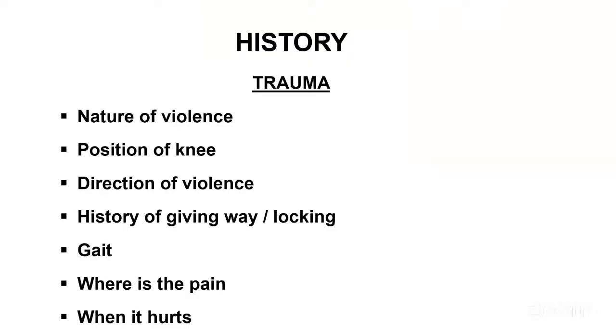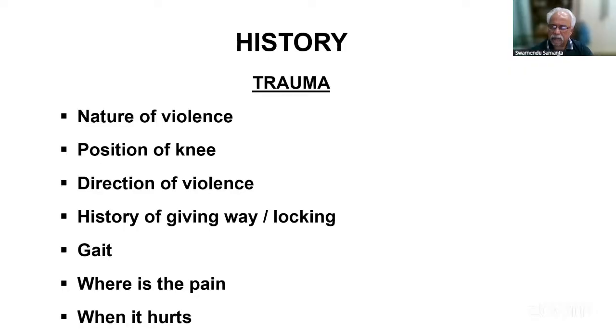And the direction of the violence is also very important. Suppose it's a chronic knee, then whether the patient is having any sort of crepitus or locking or giving way sensation, whether he is feeling comfortable or he is confident on his knee. Whether he is confident on his knee is a very, very important history.